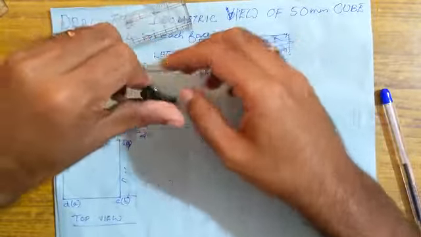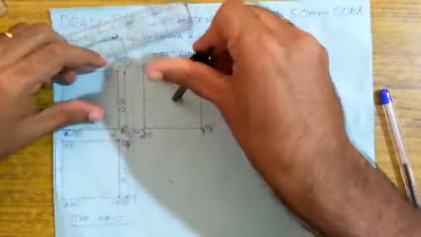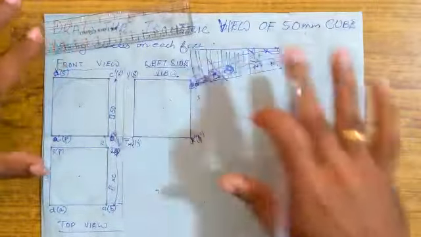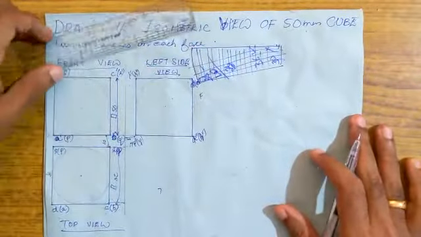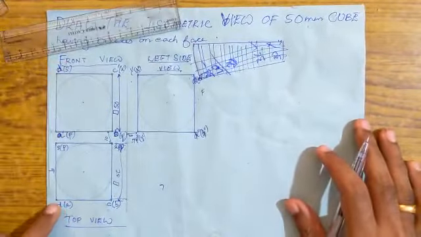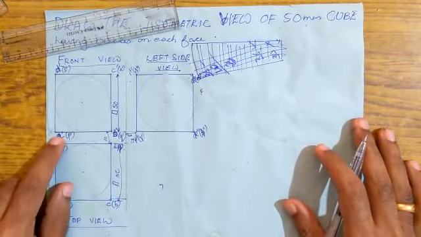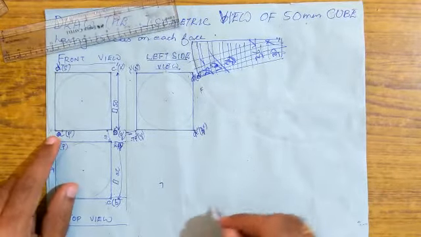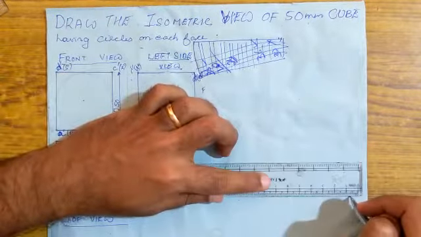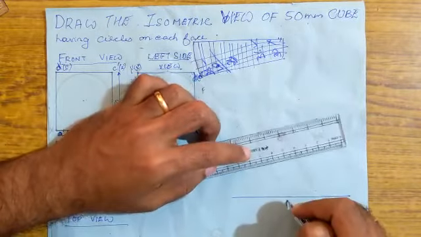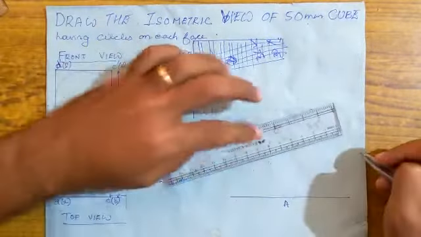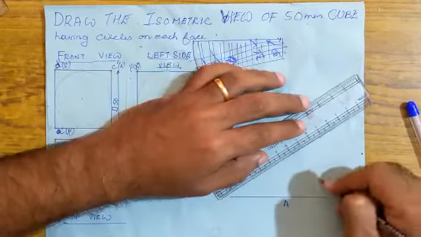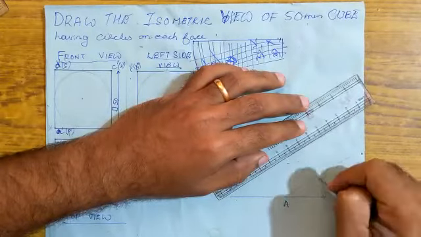So on the three visible faces, that is the front view, top view, and left hand side view, we are going to draw the isometric view. For that we fix A, the left bottom corner, as my salient point. You draw the XY line first, fix the point A, and draw a 30 degree line. You take a 30 degree inclination.